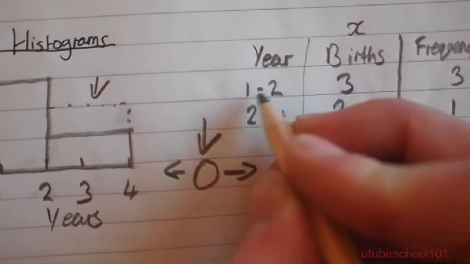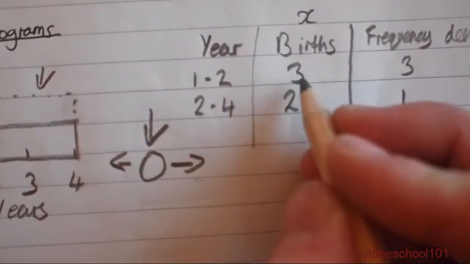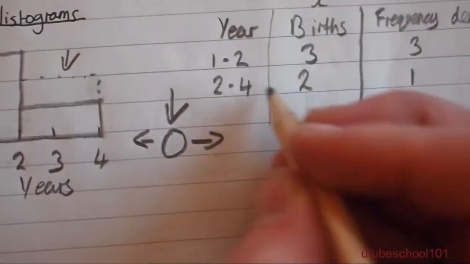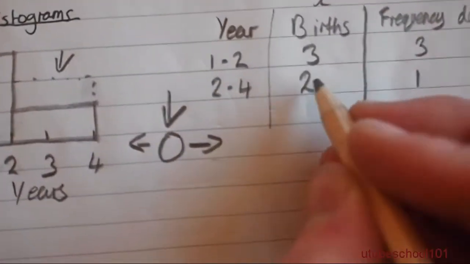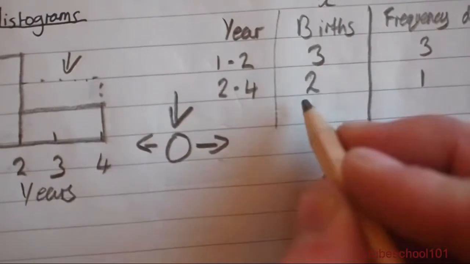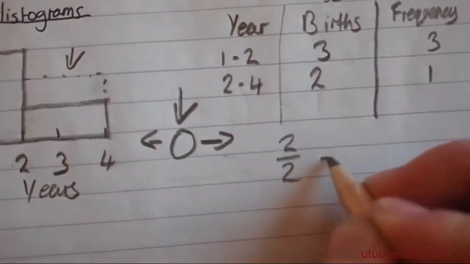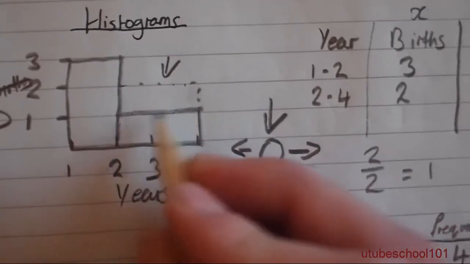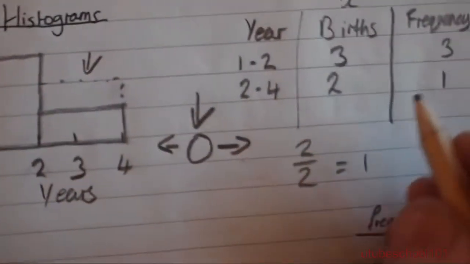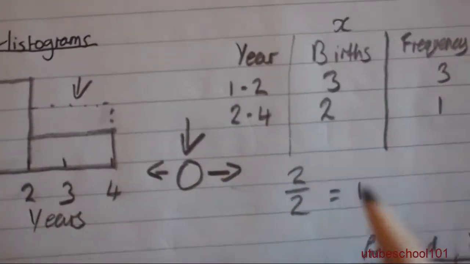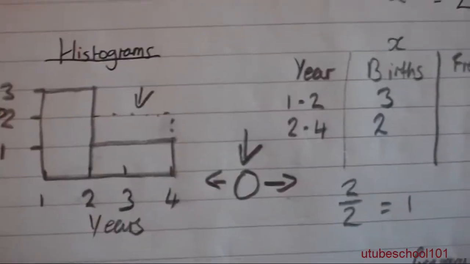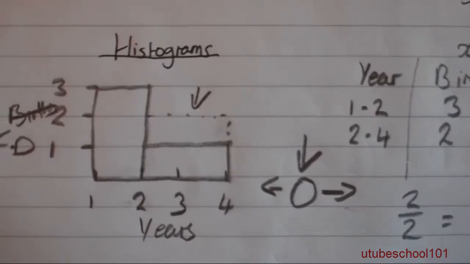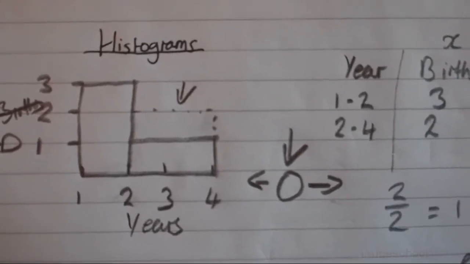So the difference here is 1. So we've done 3 divided by 1, and we plotted 3 here. The difference here is 2. So we've done 2 divided by 2 equals 1. So our bar is 1 high. And this gives an accurate representation of the data, and is extremely useful. I'll just pause the video and I'll go on to my second example where we will work out some figures.